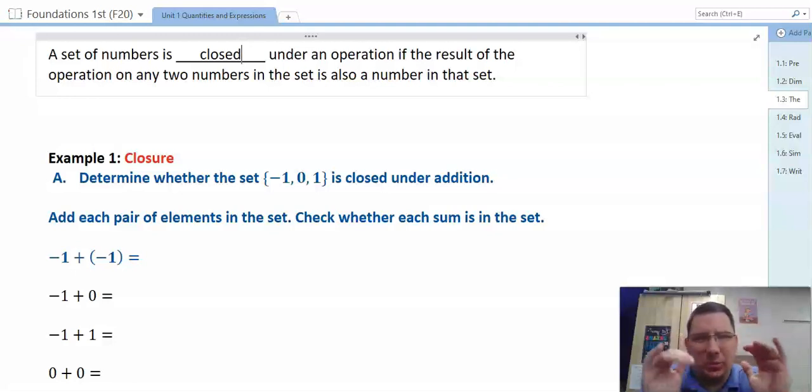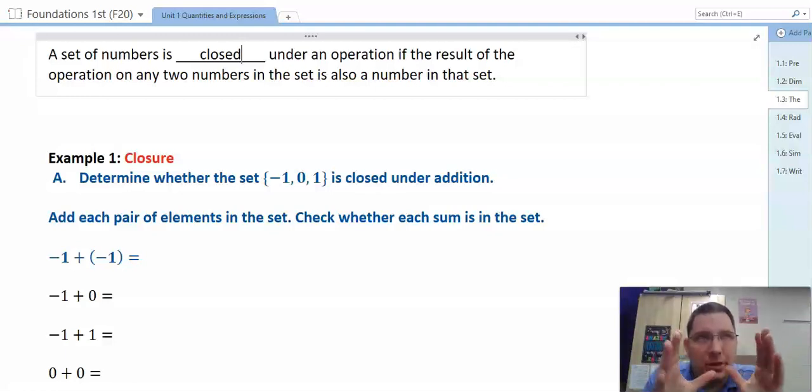So it's a weird definition a little bit, right? If you understand the math behind it, it makes sense, but obviously you probably are like, what? So what does that mean? Let's look at this example below. We want to determine if the set of -1, 0, and 1 is closed under addition.